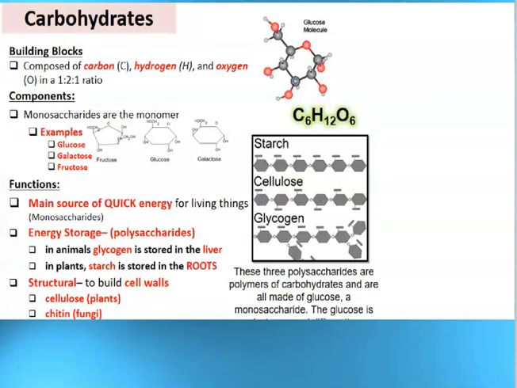So here's a really good summary of carbohydrates. Please remember this, they are our main source of quick energy for living things. Okay, they're also involved with energy storage. For example, in animals, glycogen is stored in the liver. In plants, starch is stored in the roots, okay? They're also involved with structure, for example, to build cell walls. Again, carbohydrates' monomers are those simple sugars, glucose, fructose, what we talked about earlier. But they're the main source of energy.